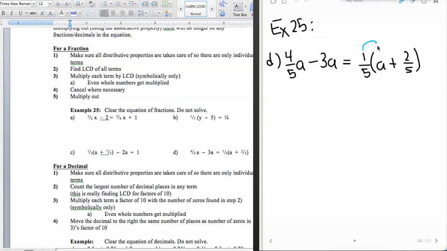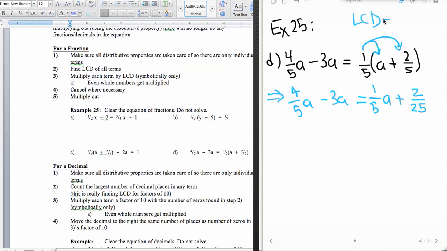So again, we have a distributive property. We need to make sure that we do distribute. So we have the new equation, 4/5 a minus 3a is equal to 1/5 times a plus 1/5 times 2, which is 2/25. Don't forget, 5 times 5 multiply. Now we want the least common denominator here, and our least common denominator is 25. Denominators are 5, 5, and 25, so 25 is the least common denominator.